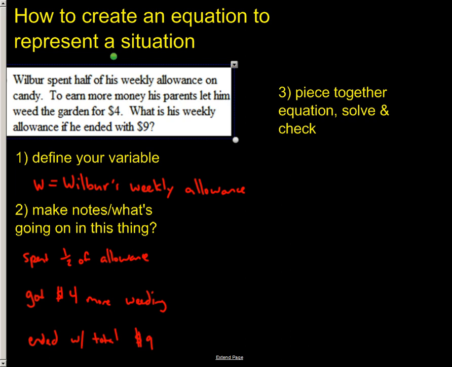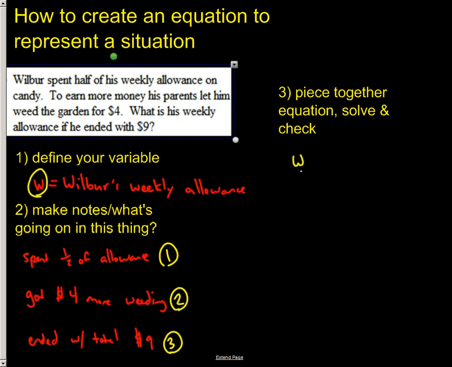So let's go through and look at this. First off, he got his allowance and he blew half of it on candy. Okay. Then he got a little desperate, needed some more money, so he earned a whopping $4 to go weeding. And now, if we add the remaining part of his allowance with the $4, he's got a total of $9. So it goes in this order. How can I show his weekly allowance? The W. So anytime I'm looking at his weekly allowance, which I don't know what it is, I'm going to use this variable. And it's going to be very key there.